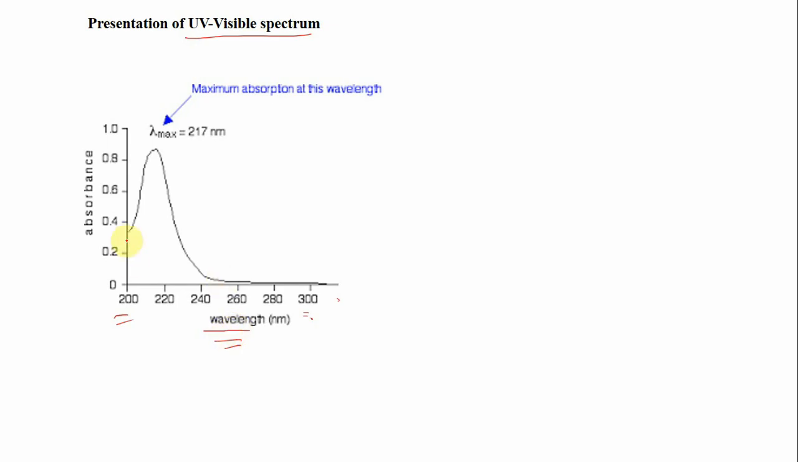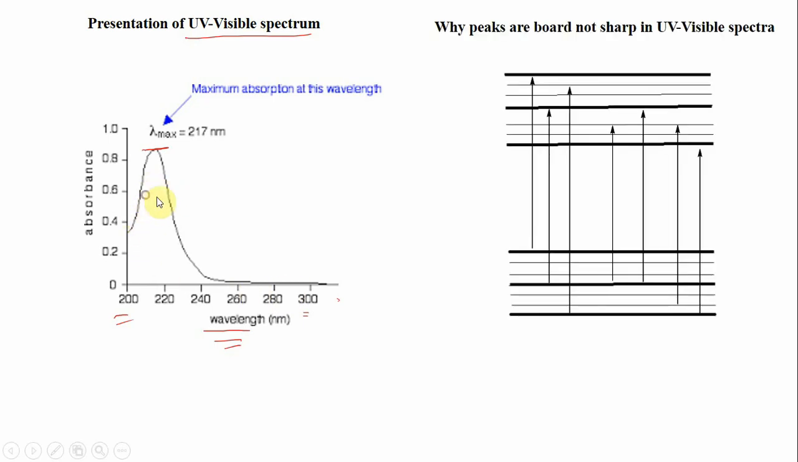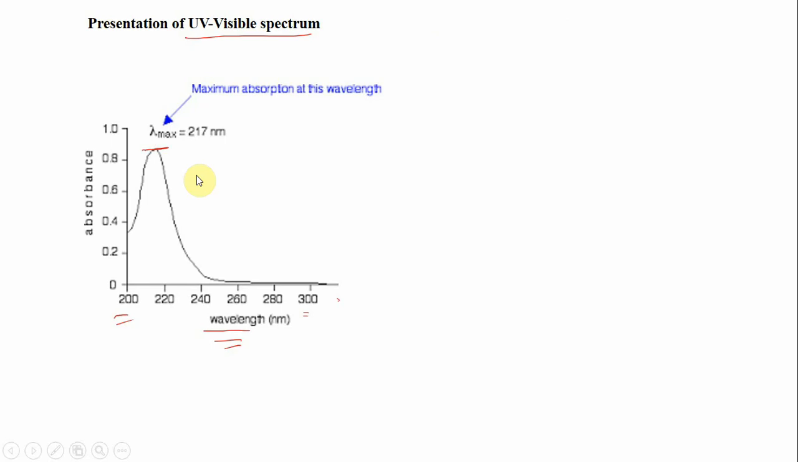As we can see, at 200 nanometer there is very little absorbance, then the absorbance starts increasing and reaches a point where the absorbance of radiation becomes maximum, and then it starts decreasing and becomes zero at a certain wavelength. So you get this kind of peak, which is a kind of broad peak.